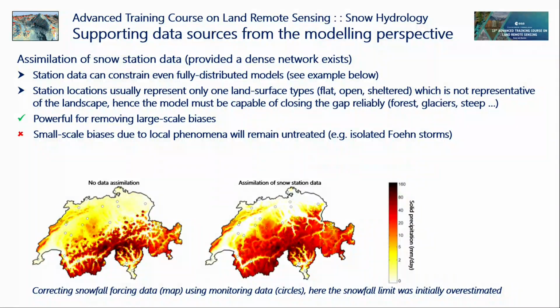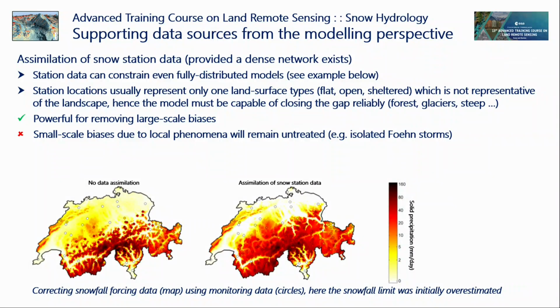So, supporting data sources. And here I really want to talk you through various data sets taking the perspective of a model. So let's first talk about snow station data. You think, well, that's not spatially distributed. Well, it is, but it has lots of gaps, because between stations there's no information. But even in this situation, station data can constrain a fully distributed model.